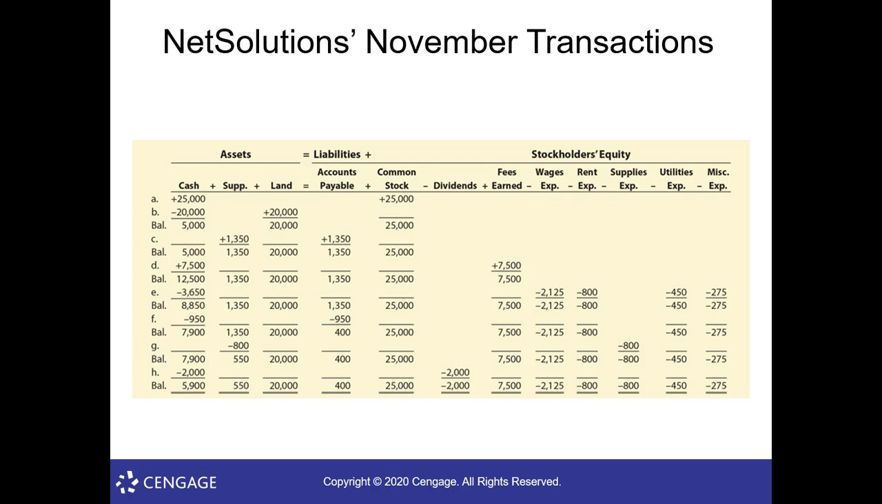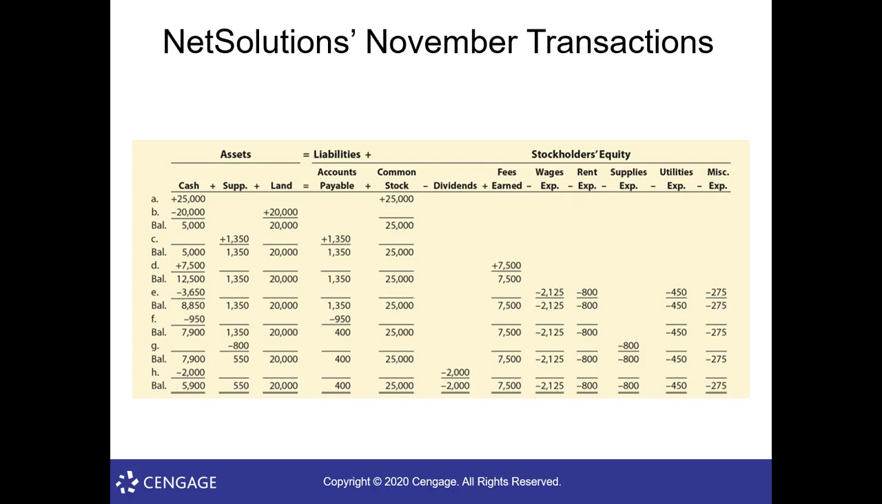So they have three assets: cash, supplies, and land. They have one liability account, accounts payable. They have, at the beginning of the month, one stockholder's equity account, common stock, and then they have fees earned, which is their revenue account, and then 5 expense accounts: wages, rent, supplies, utilities, and miscellaneous.